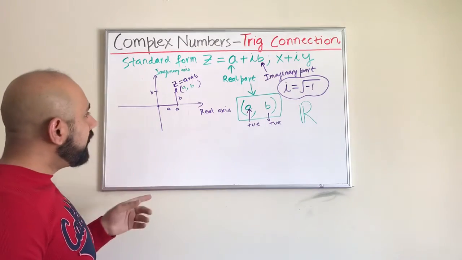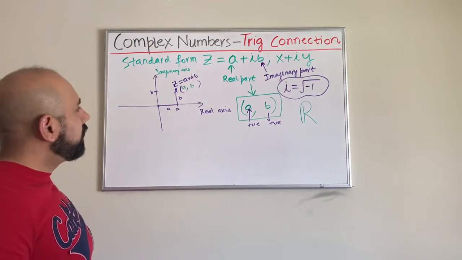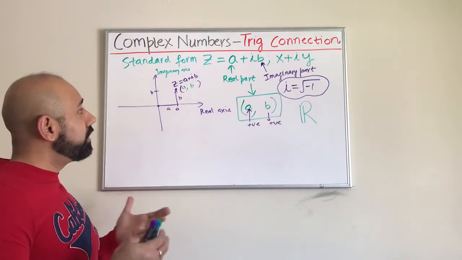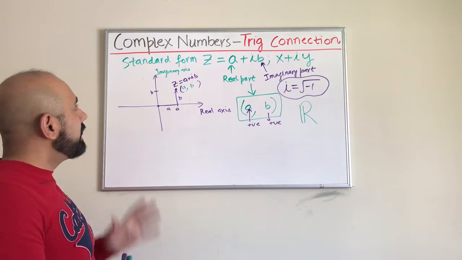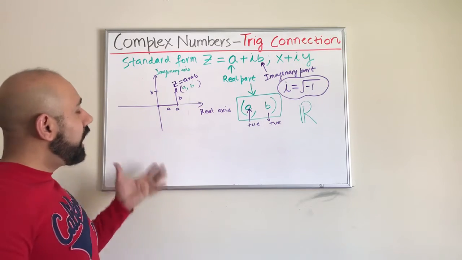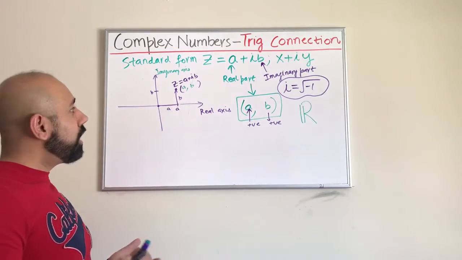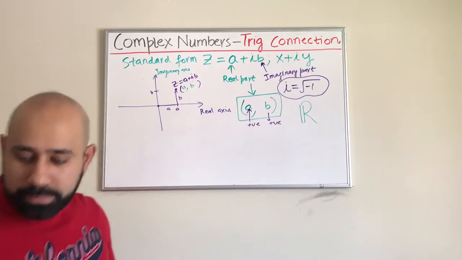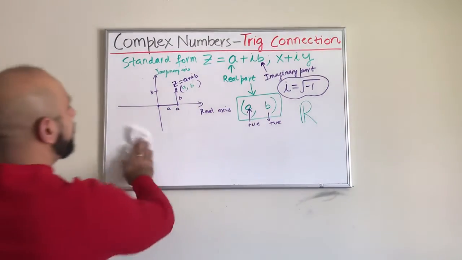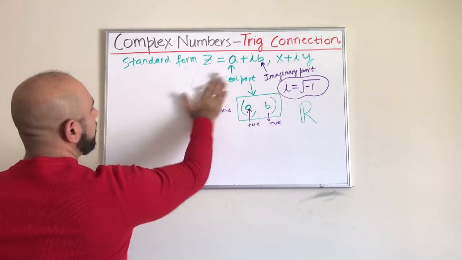Okay, let me do some examples with actual values for a and b, and then we will talk about how to graph those complex numbers. I may have to get rid of this so that we can do some examples here.